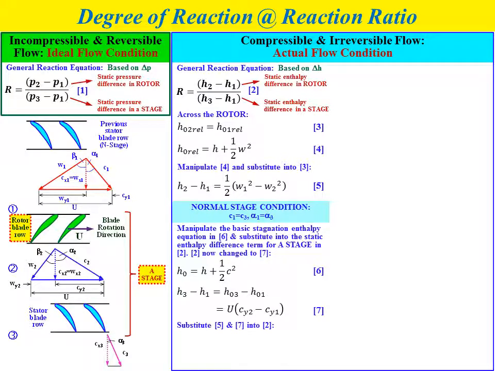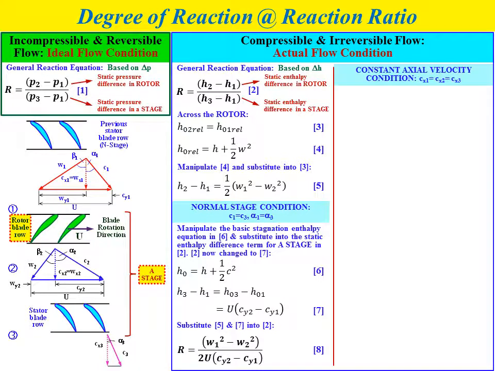Substitute equation number 5 and also equation number 7 into equation number 2. So we get a new expression for degree of reaction, where R equals W1 square minus W2 square divided by 2U multiplied by Cy2 minus Cy1. Equation number 8.